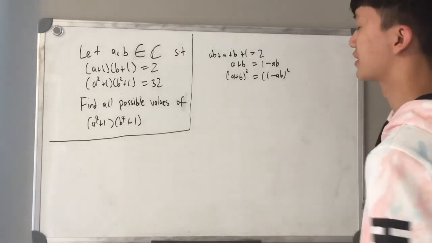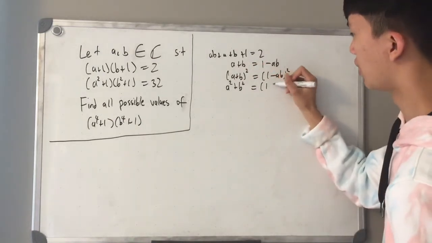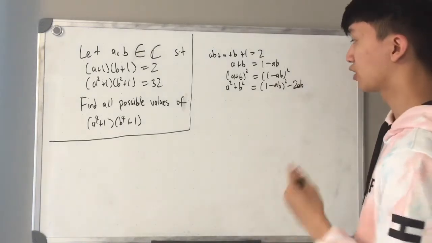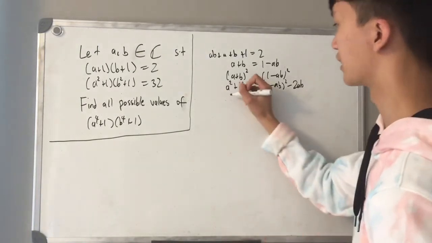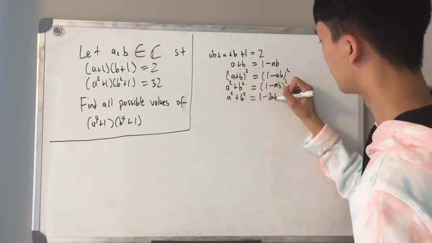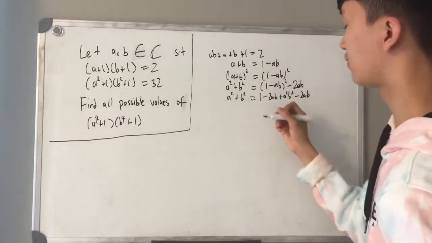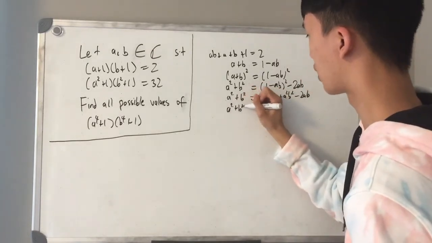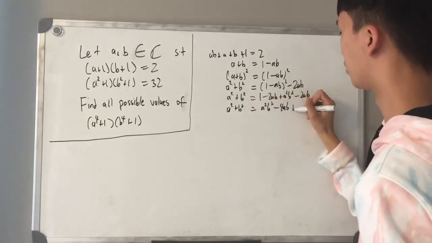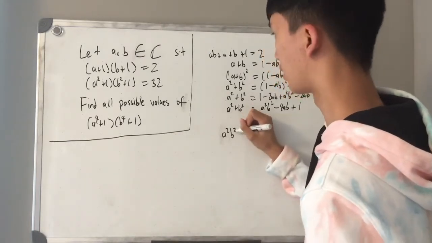Now, (a plus b) squared is equal to a squared plus 2ab plus b squared. So moving the 2ab to this side gives us a squared plus b squared is equal to (1 minus ab) squared minus 2ab. And now expanding the (1 minus ab) squared then gives us that a squared plus b squared is equal to 1 minus 2ab plus a squared b squared minus 2ab. Now rearranging terms then finally gives us a squared plus b squared is equal to a squared b squared minus 4ab plus 1.